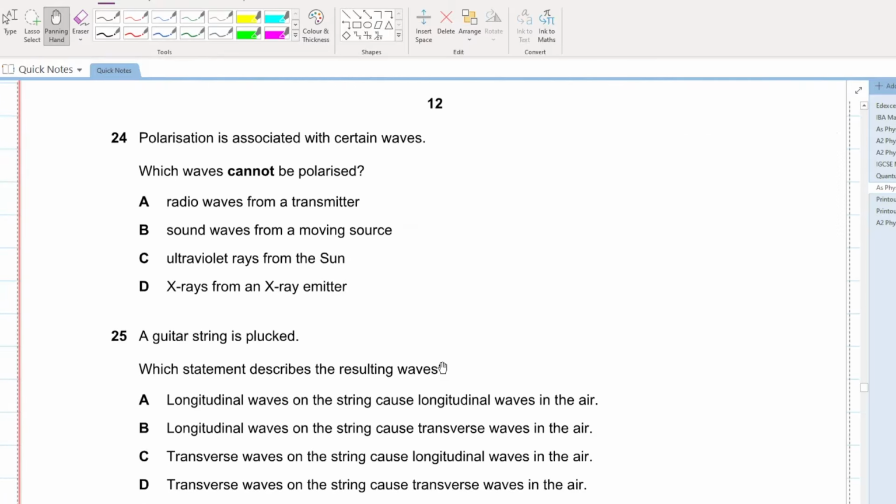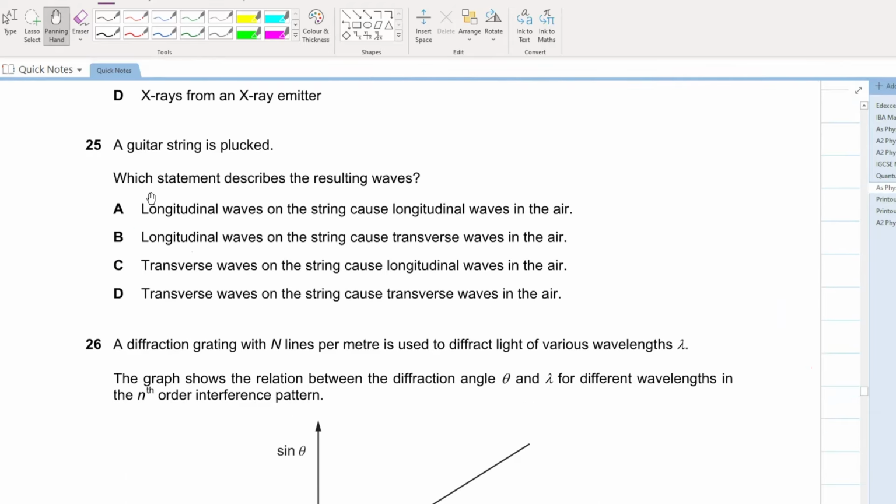Let's move ahead. Polarization is associated with certain waves. Which waves cannot be polarized? Obviously, longitudinal waves cannot be polarized. Sound is a longitudinal wave. D is your answer. A guitar string is plucked. Which statement describes the resulting waves? Longitudinal waves on the string?